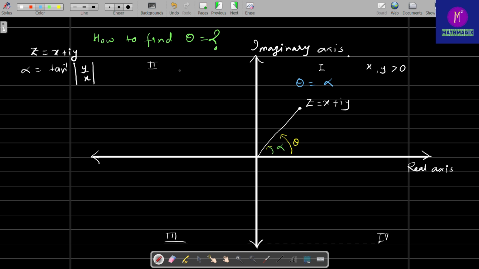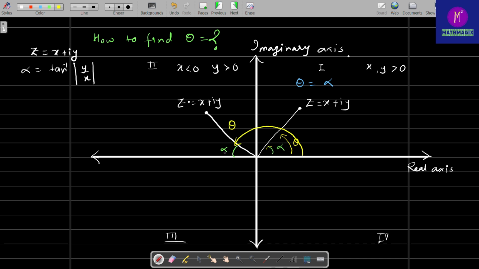If my number belongs to the second quadrant, x is negative and y is positive. So here we will have x less than 0 and y greater than 0. In this case, let us see what theta and alpha will be. So this is z equal to x plus iy. Now in this case, the angle alpha will be this. This is alpha. But we are interested in the angle theta. Angle theta is the angle which we measure from the positive real axis. So this is the angle theta.